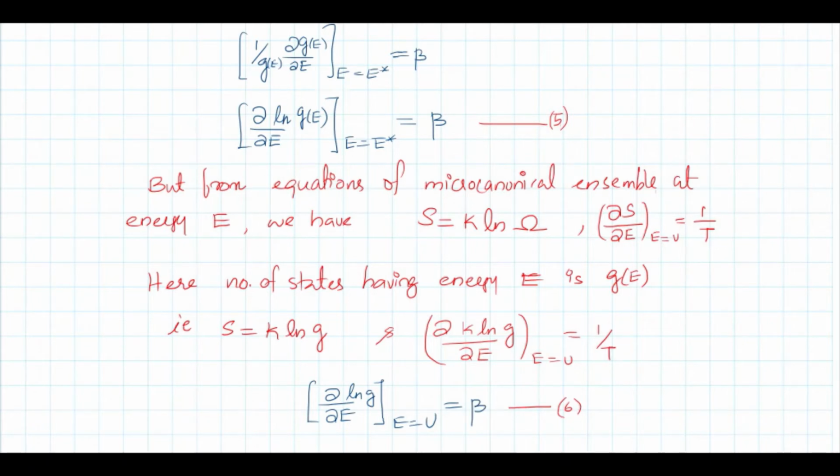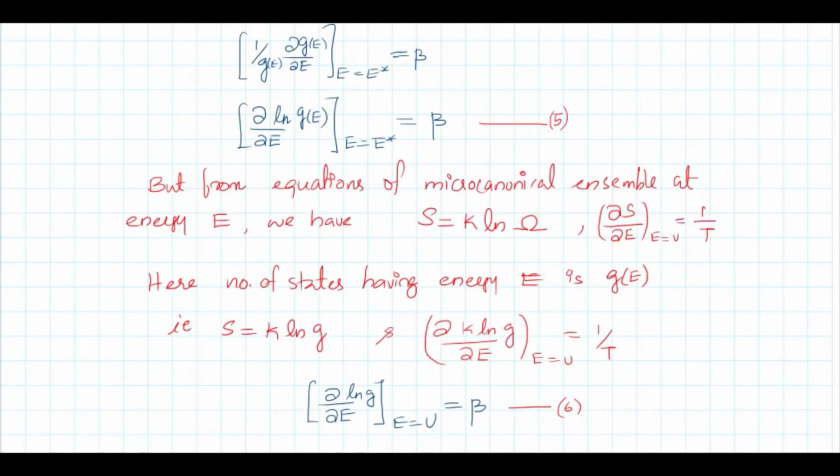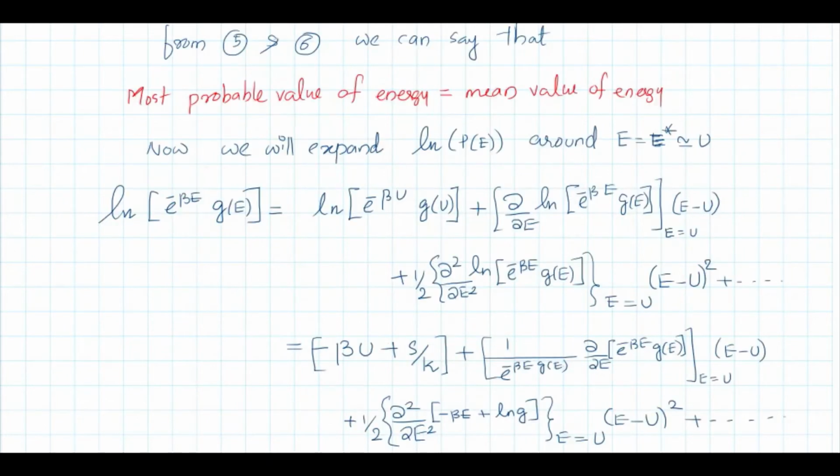Comparing 5 and 6, both have RHS beta and the LHS ∂/∂E. Here also ∂/∂E. This is log G, this is log G. The only difference is here it is evaluated at E equal to E star, here it is E equal to U. So comparing 5 and 6, we can say that the most probable value of energy, that is E star, is equal to the mean value of energy.